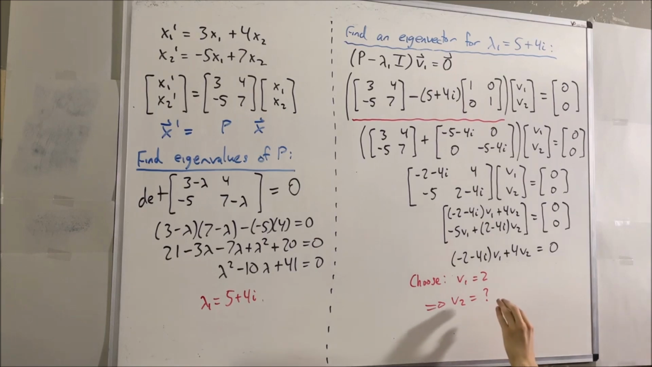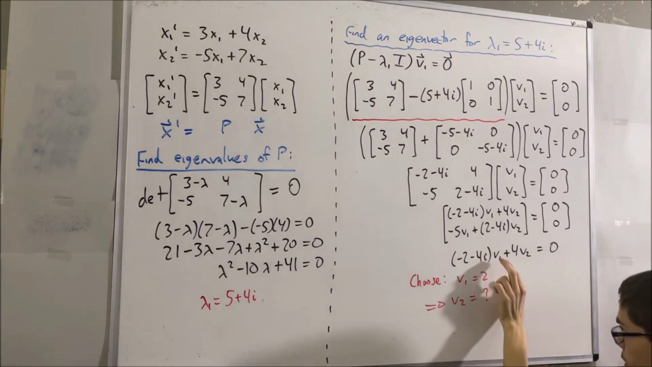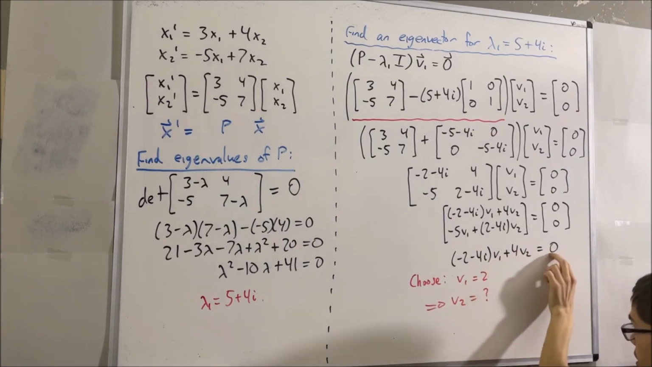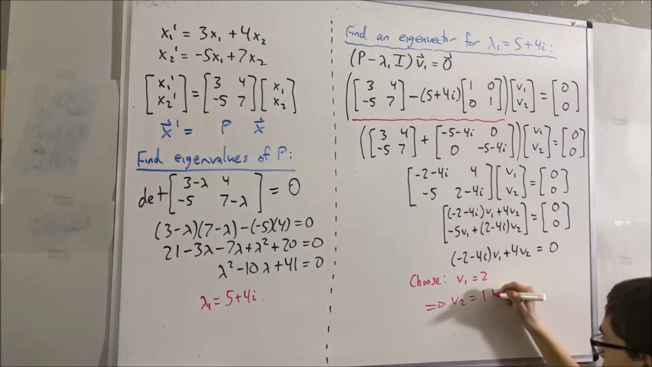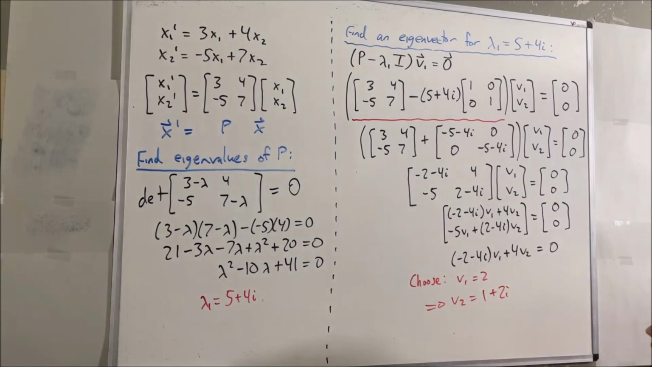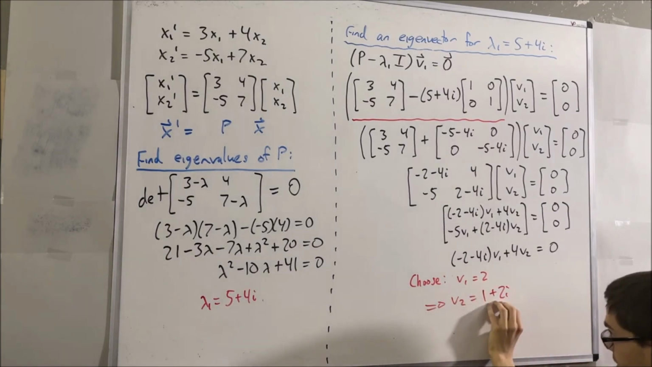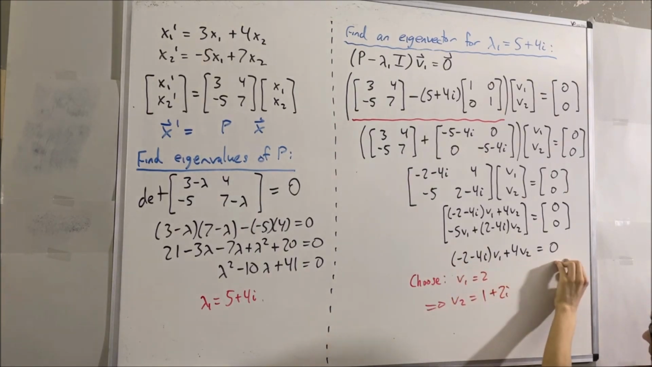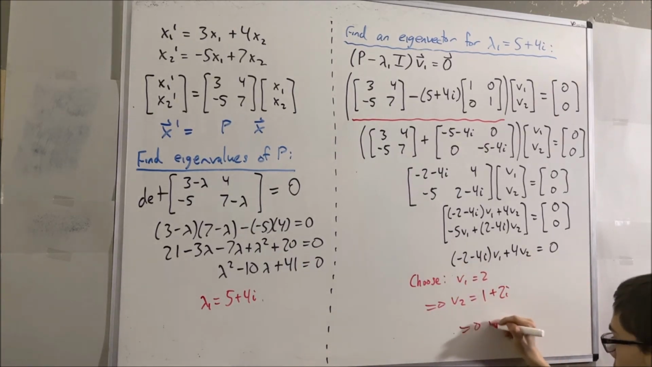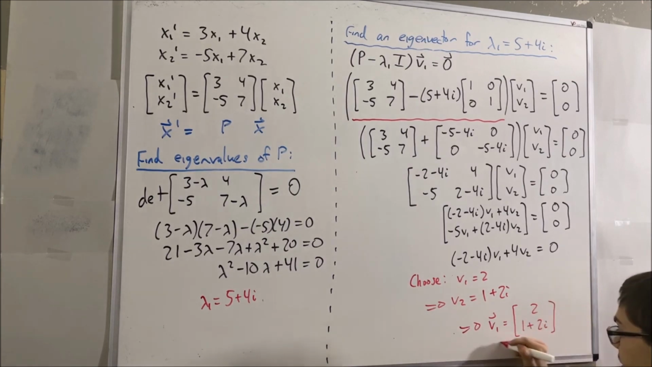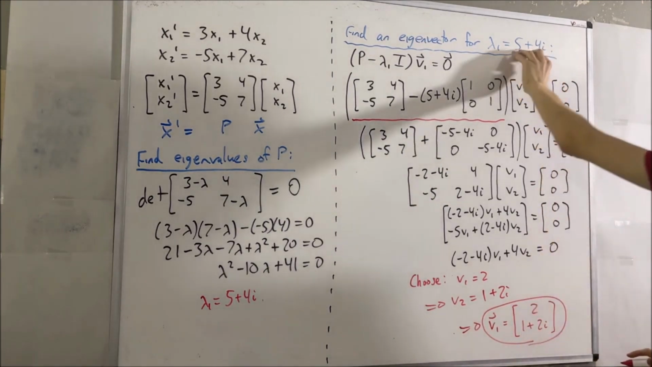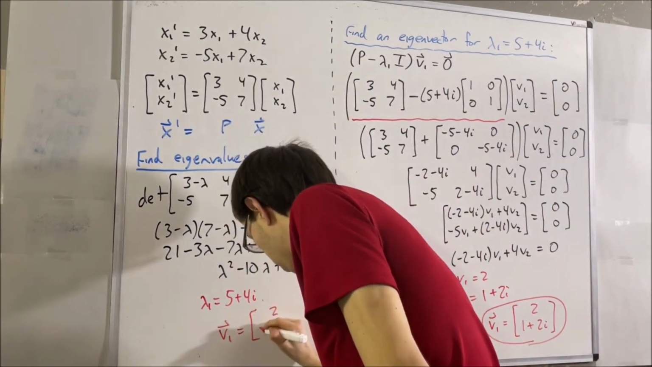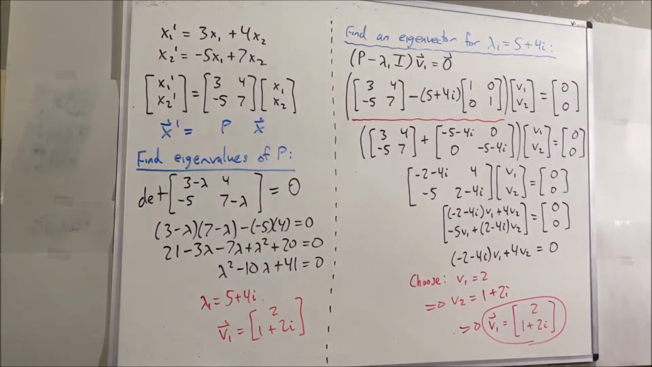Well, it turns out if you were to substitute v1 for 2, you would have this times 2 plus 4v2 equals 0. If you algebraically solve for v2, you would get 1 plus 2i. So in other words, this number and this number satisfy the above equation. And hence, this would be an eigenvector for this eigenvalue. And so that's what we have now.